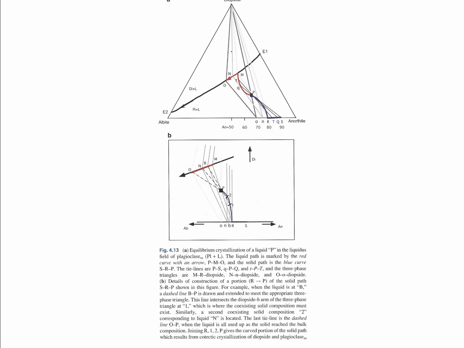Here we have again the system albite, diopside, anorthite with different curves, and different points. We are starting here with different anorthite compositions: an anorthite with 50% calcium, 60% calcium, 70% calcium, 80% calcium, 90% calcium. And that gives different results when we have a different bulk rock composition.